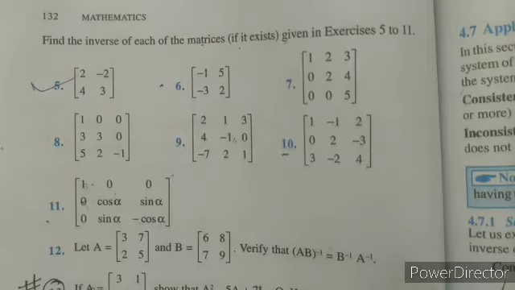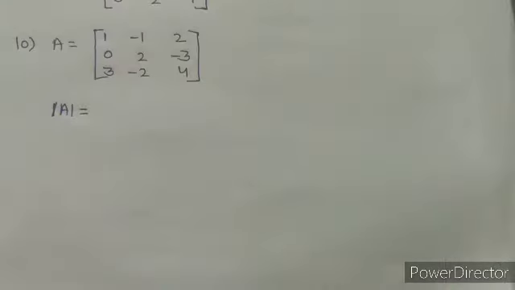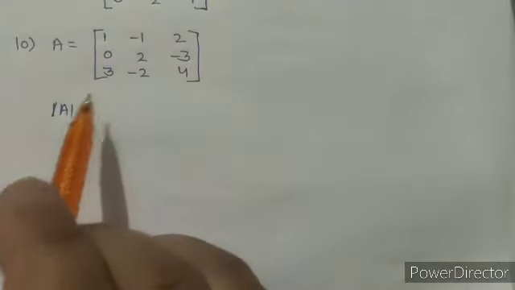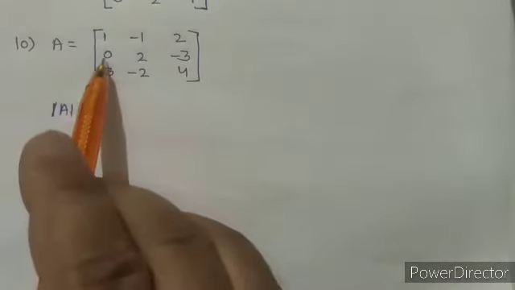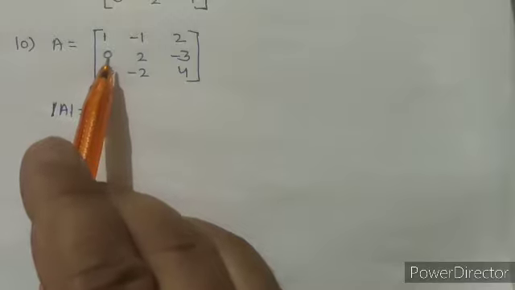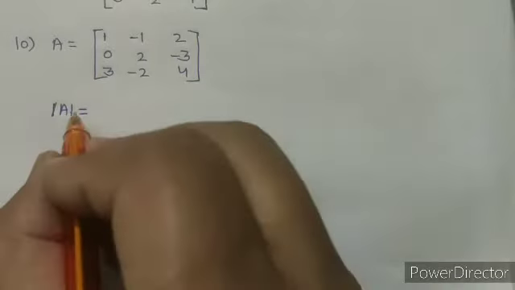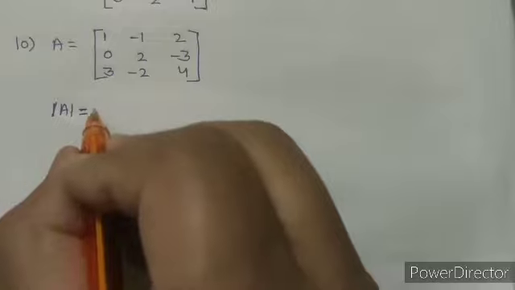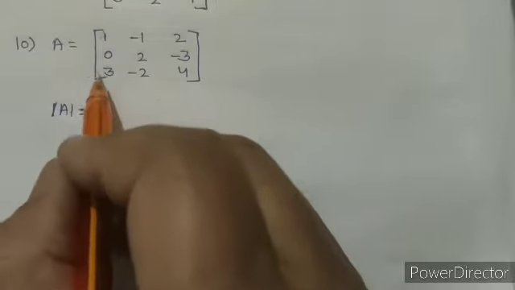Here I am solving question number 10. A square matrix A is given to us. First of all we have to see whether this matrix is singular or non-singular. For that, we find the determinant of A. Here I am expanding along column 1.